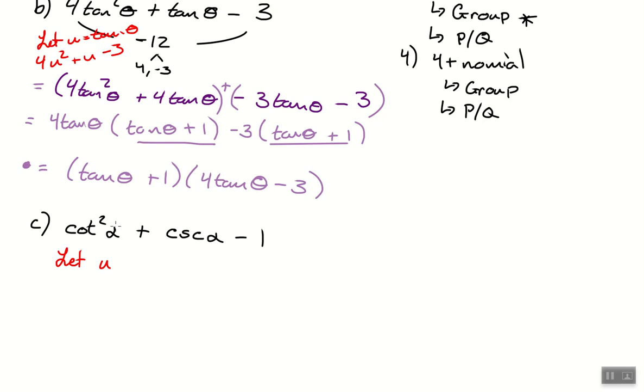If I pick u as cotangent, that seems like a natural thought, so let's see what happens. This becomes u squared plus cosecant alpha. It doesn't match, right? I can't just plug in the u for both of those terms. So this one is a little bit harder. It looks a lot harder. It's really not, but there's an issue here.